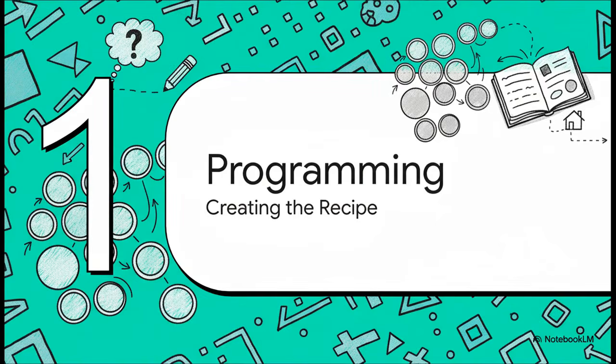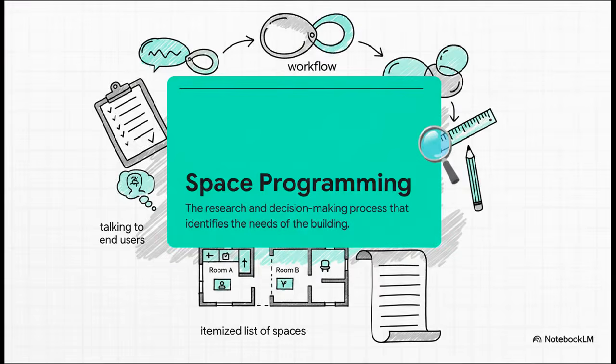Before a single line gets drawn on a piece of paper, every great design begins with a list. A list of needs, of wants, of must-haves. In the design world, this is called programming, and you can really think of it as writing the recipe for your building. Now, the crucial thing to get about programming is that it has nothing to do with design. Not yet anyway. It's all about gathering information.